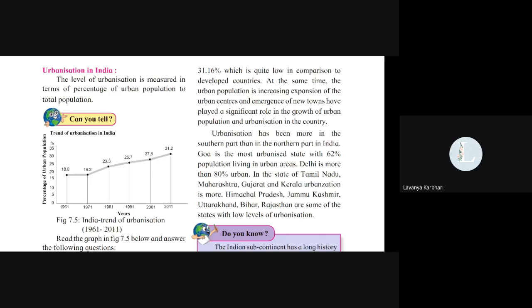In the states of Tamil Nadu, Maharashtra, Gujarat, and Kerala, urbanization is more. As we know, these are the developed or developing states in India, so obviously there is more urbanization. Himachal Pradesh, Jammu Kashmir, Uttarakhand, Bihar, and Rajasthan are some of the states with a low level of urbanization. As we discussed earlier, Bihar, Rajasthan, and Himachal Pradesh are less urbanized.